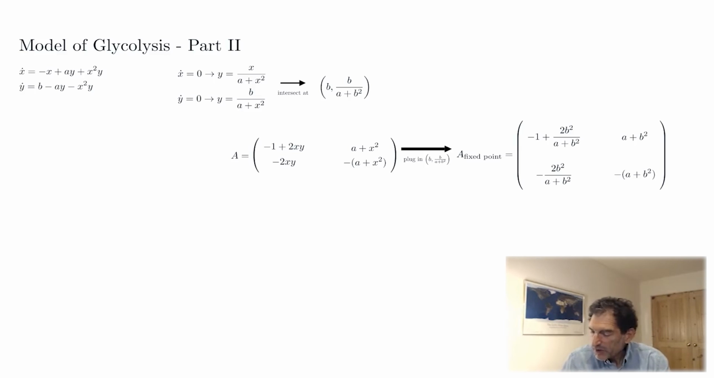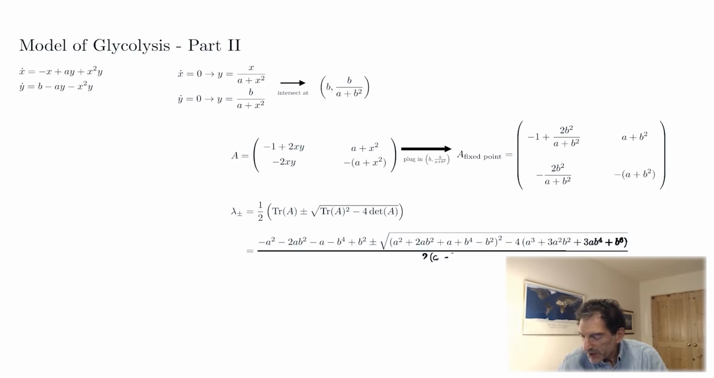Now from this matrix we can find the eigenvalues lambda plus minus, which are equal to 1/2 the trace of the matrix plus or minus the square root of trace squared minus 4d. It's a little bit messy algebraically to write this out, but what we can do is infer the behavior by looking graphically at the behavior of these eigenvalues, and here's a summary of what happens.